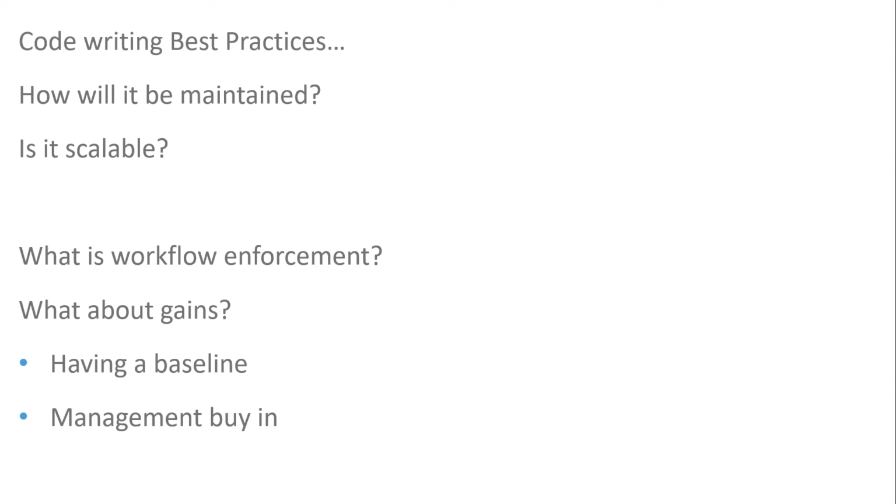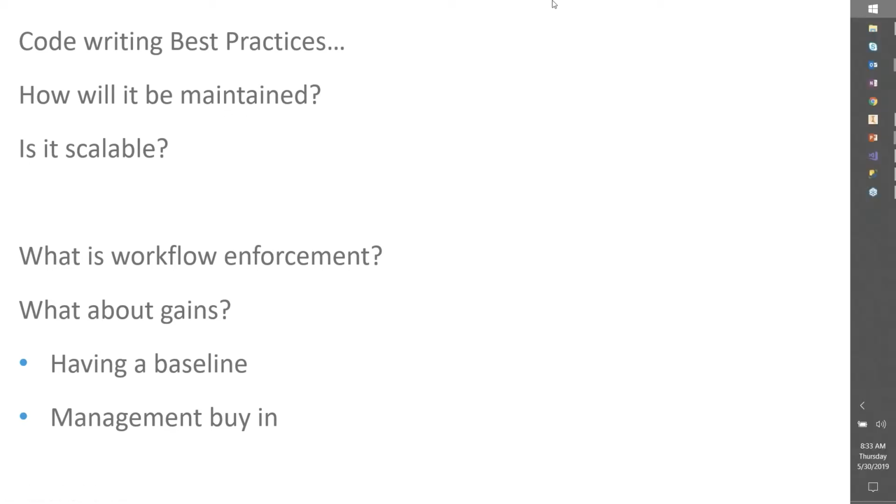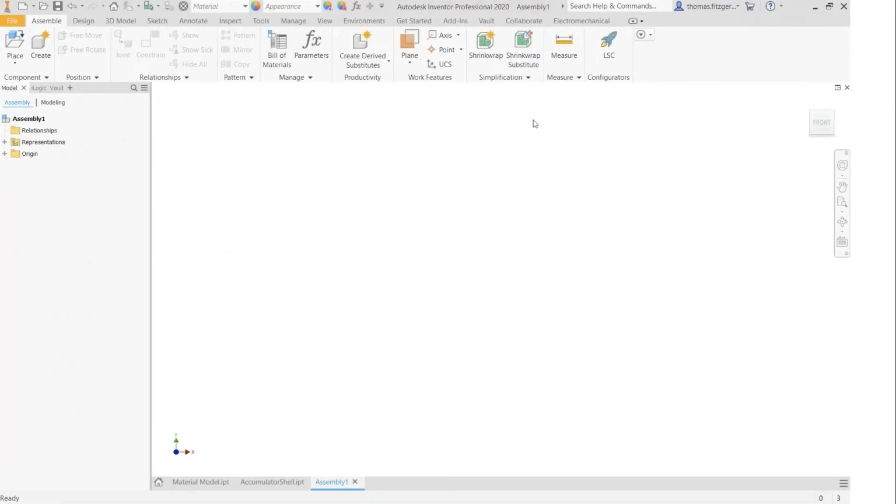The point being is that if you have a diverse group of users, maybe there's a language barrier, maybe there's an education barrier. What we can do inside of Inventor is we can create workflows that you cannot deviate from. We're enforcing a particular workflow. And what do I mean by that? What is workflow enforcement? Let me go back over here to Inventor.